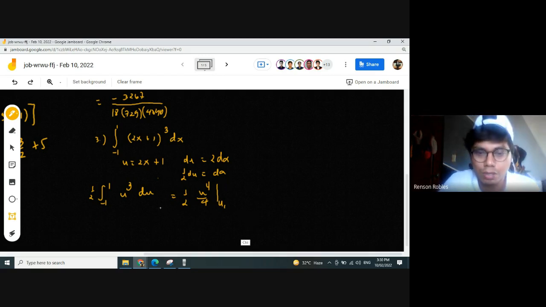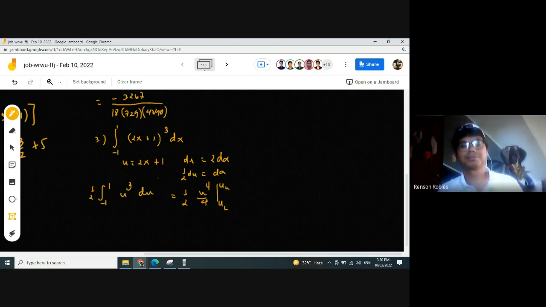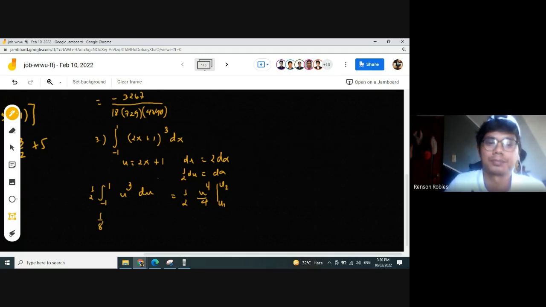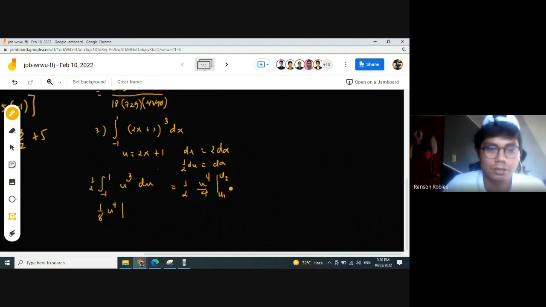Can I just use lower limit and then upper limit? It's okay. Yeah. No, pero okay na yung 1, 2, sorry. Okay, so you have 1/8, then u to the 4, evaluated from, so you need to look for u1. So you have u1. u1 is obtained when x is equal to negative 1.